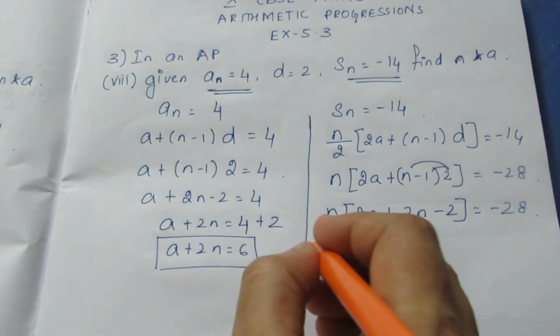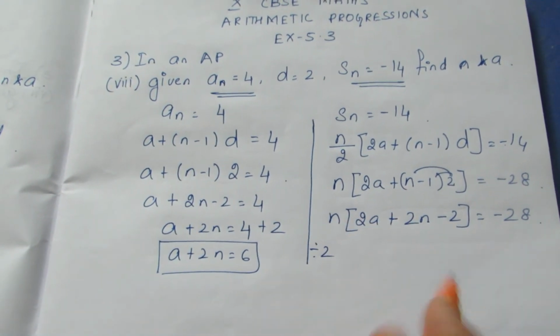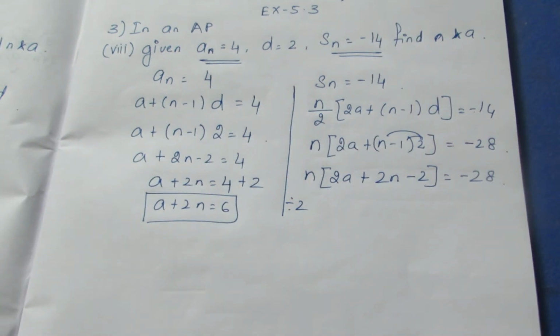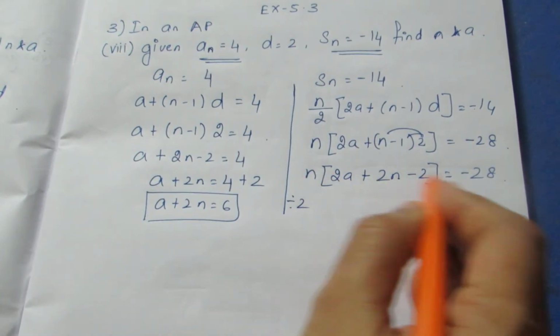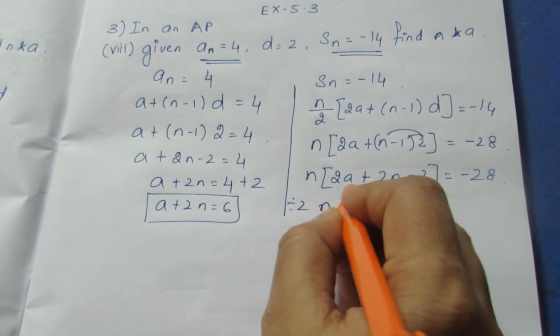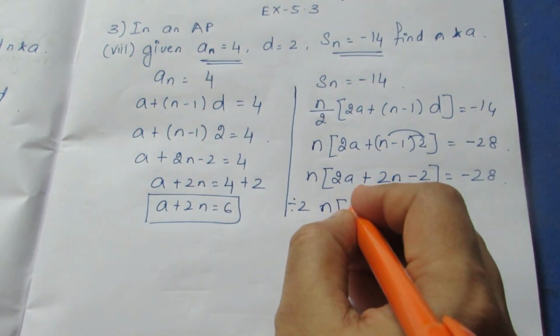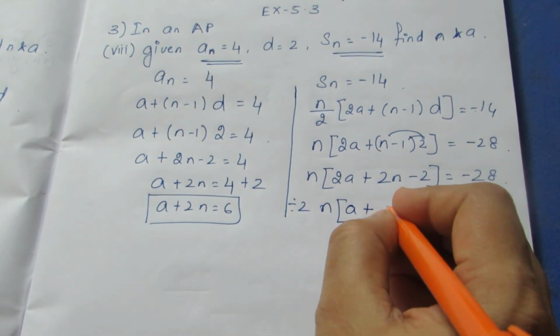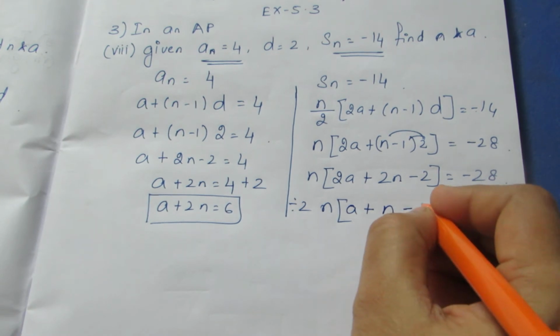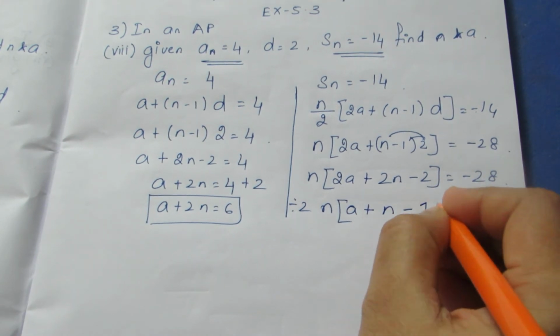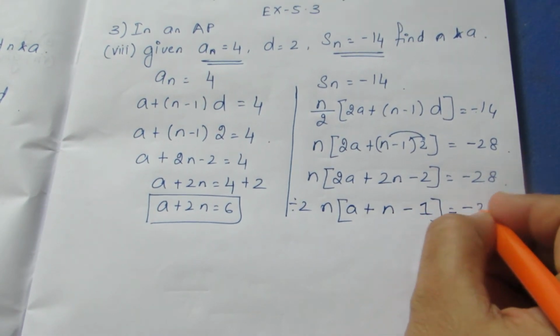Divide everything by 2, since it is divisible by 2. So I am dividing every number by 2. I get n as it is, and inside, a plus n minus 1 is equal to minus 28.